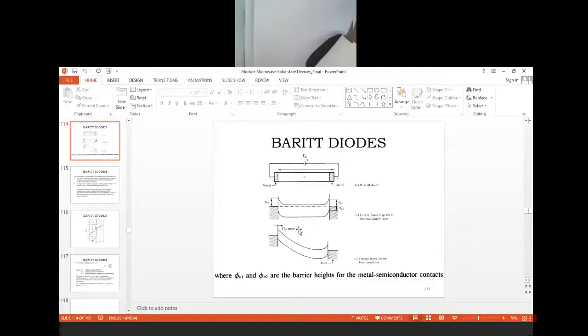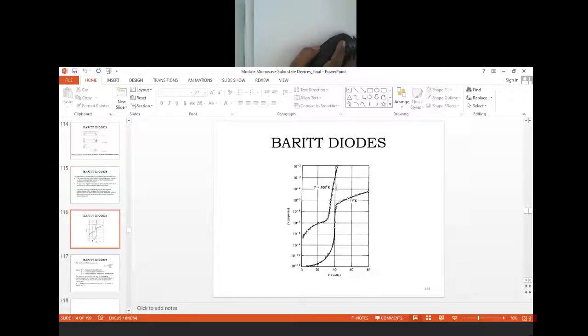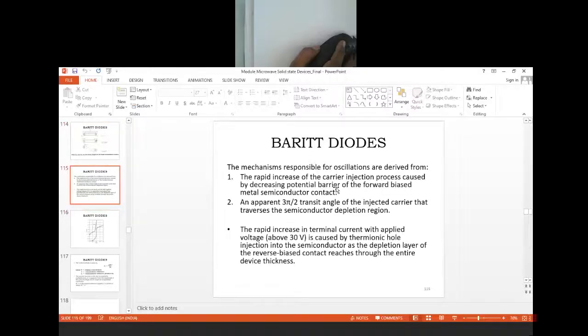We apply the bias. This is the energy band diagram at thermal equilibrium, and it changes further when we apply the bias. In that particular region, the current and everything changes.